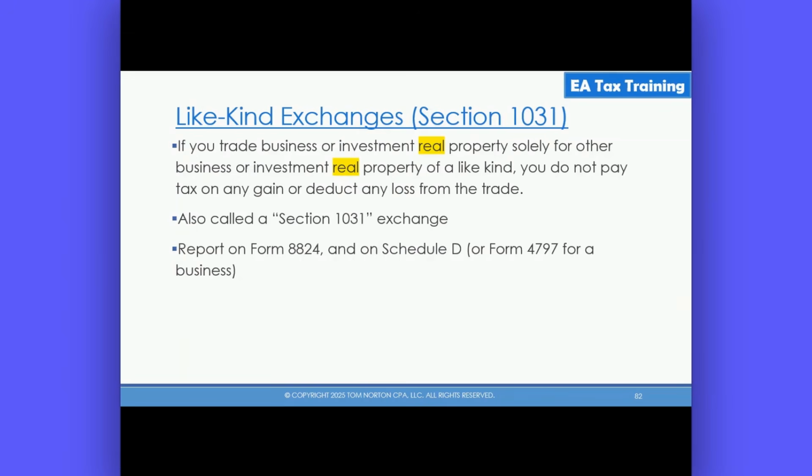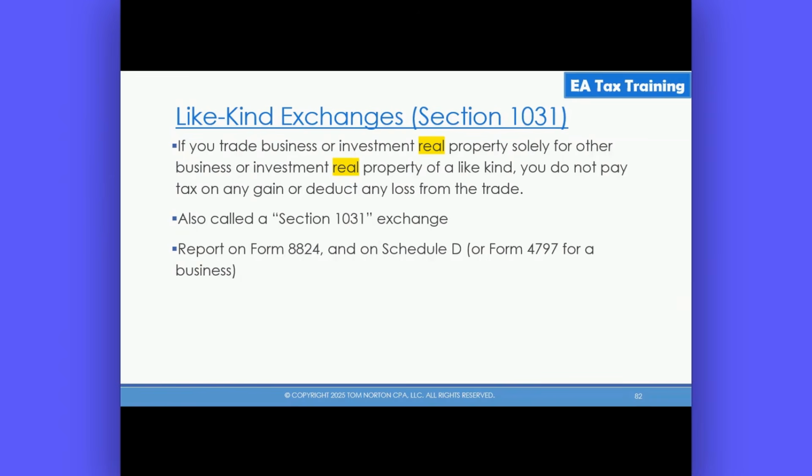Like-kind exchanges, also known as a Section 1031 exchange. If you trade business or investment real property solely for other business or investment real property of a like kind, then you do not pay tax on any of the gain or deduct any of the loss from the trade. So it has to be real property that is exchanged for other real property.